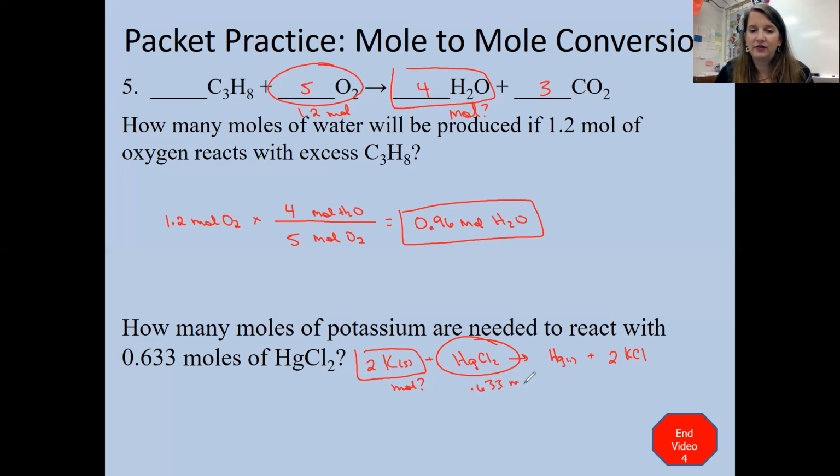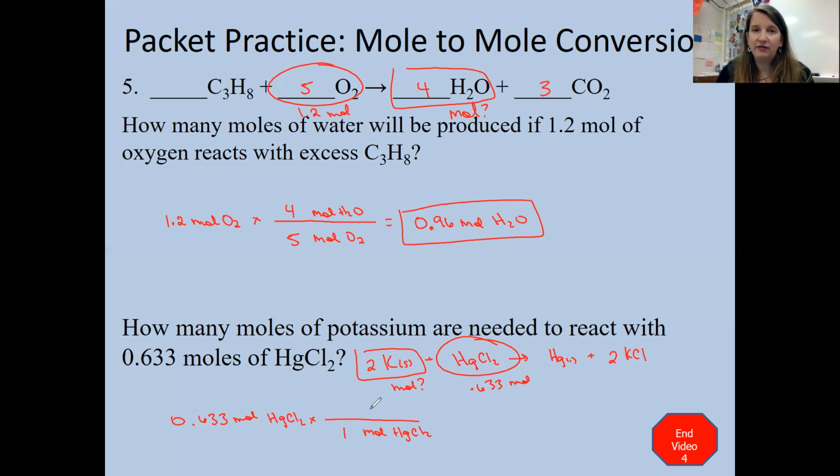0.633 moles of this. So again, when we're converting and doing our stoichiometry and our dimensional analysis, we always start by writing our given. So we're going to start by writing 0.633 moles of HgCl2. So remember, whatever unit you're starting with, that unit goes down here at the bottom. So I have to have moles of HgCl2 down here. How many moles? 1. Why 1? Because that's the coefficient of the HgCl2.